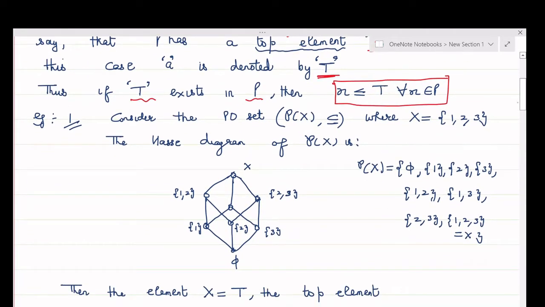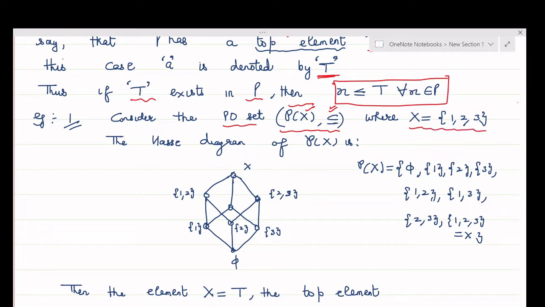Let us take a few examples. So consider the POset, power set of X with respect to the inclusion relation. We have already seen that if X is any set, then the power set of X, that is the set of all subsets of X, is a POset with respect to the inclusion relation, or the relation "is a subset of" or "is contained in". Capital X can be taken to be any set.